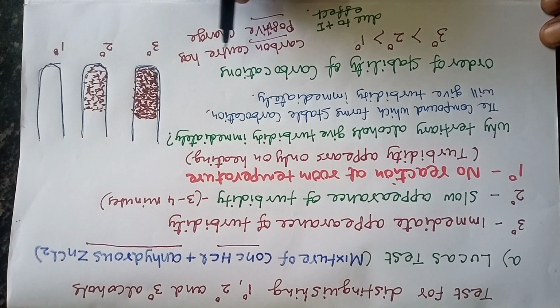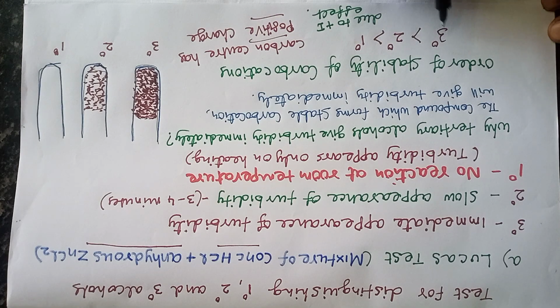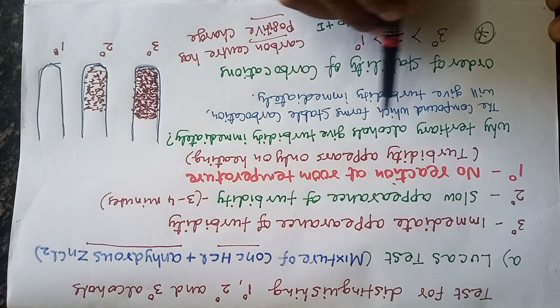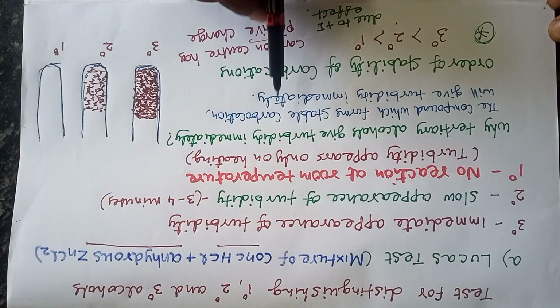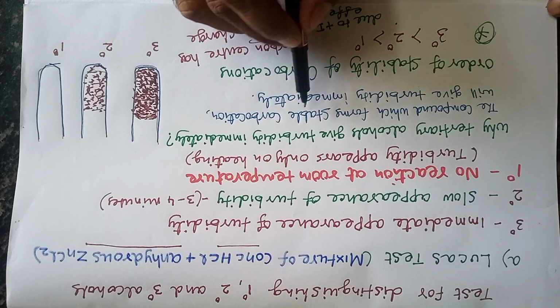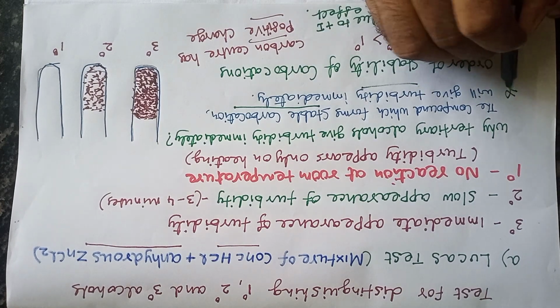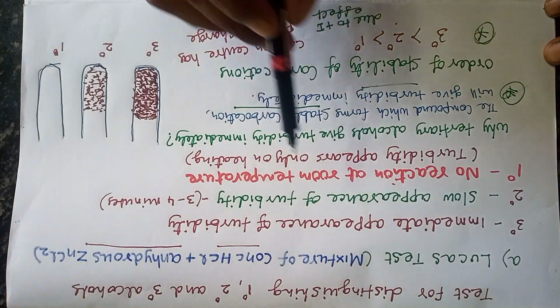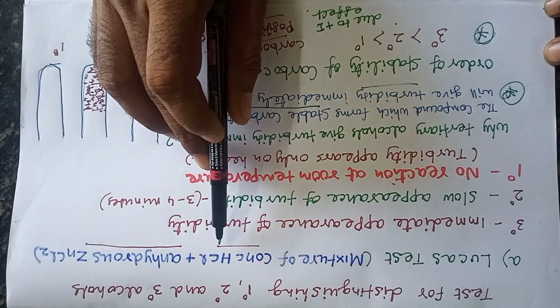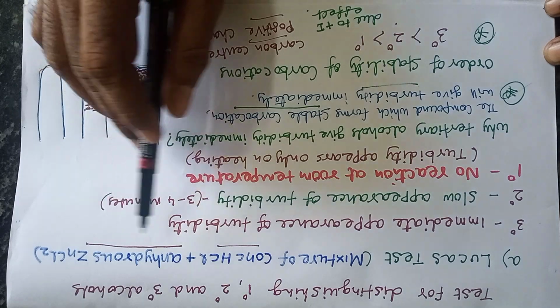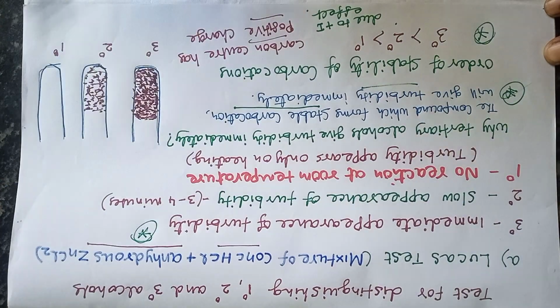The order of stability of carbocation: tertiary carbocation is most stable and highly reactive, then secondary, then primary. This is the order of stability of carbocation. This is also an important 1 mark question. Why does tertiary alcohol give turbidity immediately? Because tertiary alcohol forms a stable carbocation, so it gives turbidity immediately. This is also an important 1 mark question. What is Lucas reagent? A mixture of concentrated hydrochloric acid and anhydrous zinc chloride. It is also an important 1 mark question.